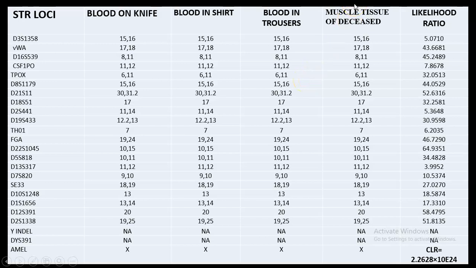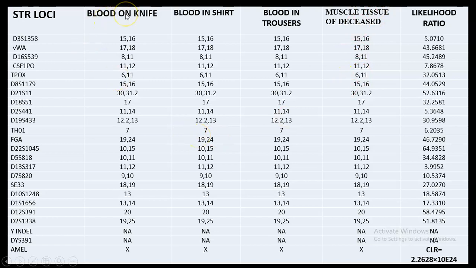Likewise, the profile from the reference sample, in this case the muscle tissue taken from the deceased woman, also had the same profile as these crime scene samples. Once again, 15, 16, 17, 18, 8, 11, 11, 12, 6, 11, etc. and they all came from a female source. Then what it means is that these samples came from the deceased woman.